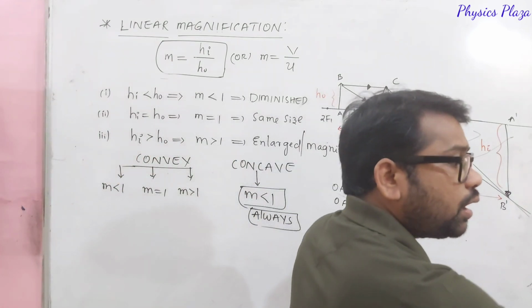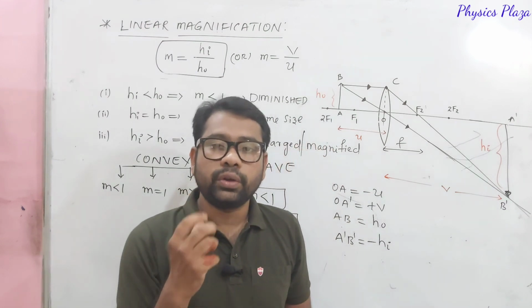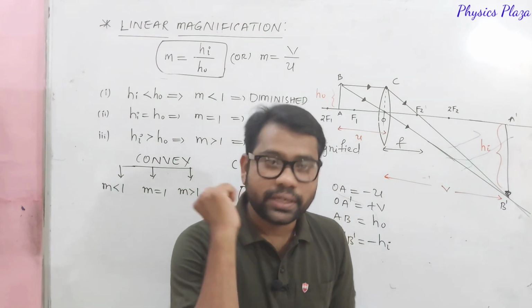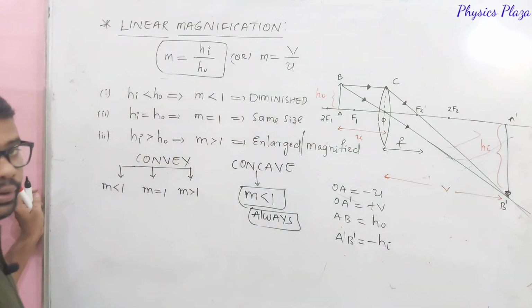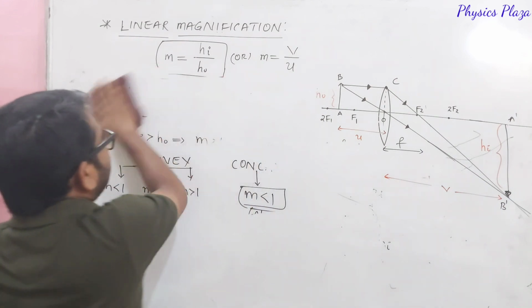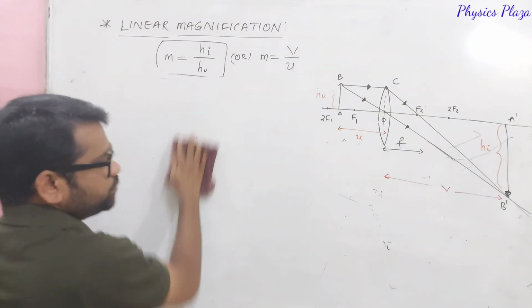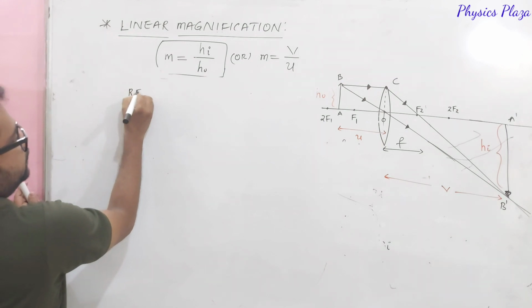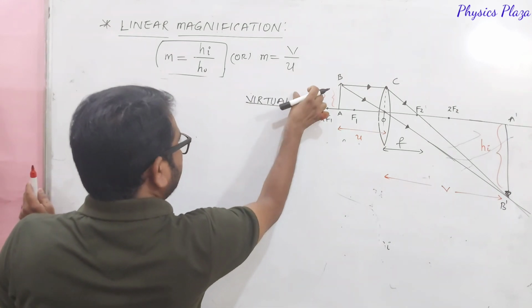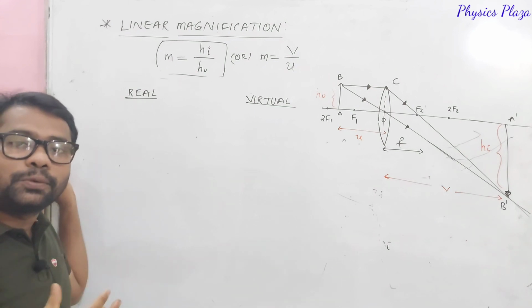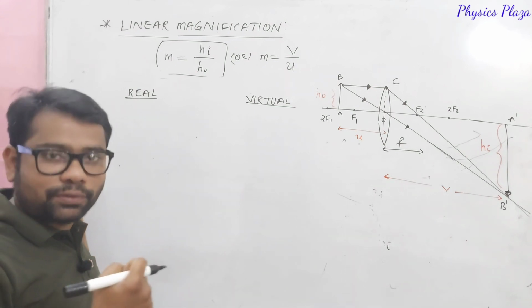Then children, how will we identify, by knowing the sign convention of linear magnification, whether it is a real image or a virtual image? Yes, we will see that. Hope you copied this. Fine. Now dear children, we will see a very important thing. Look here, for a real image, how the sign convention of M is used in order to decide whether it is a real image or a virtual image.